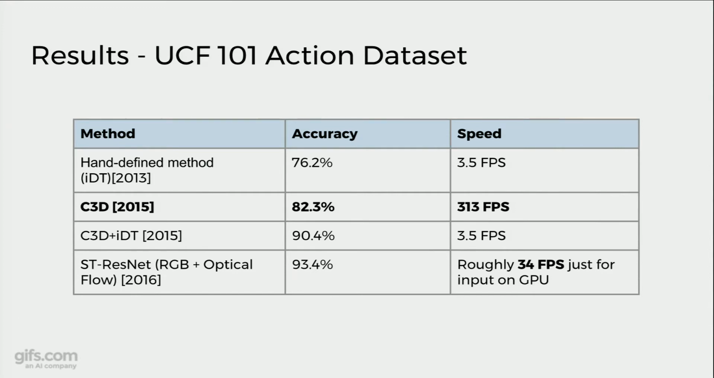Last year at NIPS, there was another paper that had quite a bit better performance, but it uses optical flow as an input to the network, and it runs at 34 frames per second. So just computing the input is roughly 10 times slower than running the full C3D model.